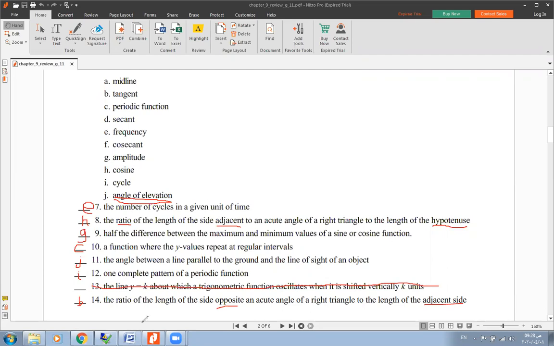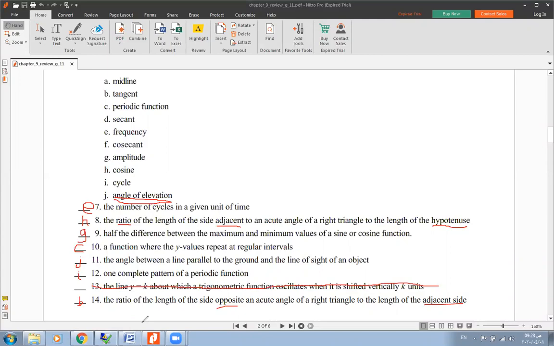So this is the result. Number 7, letter E, which is the frequency. Number 8 is letter H, which is cosine. The definition of the amplitude is number 9. The definition of the periodic function, and then letter G with number I, angle between the parallel line.